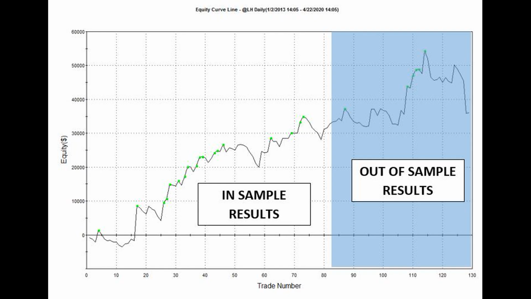So here's how it's looked with a sample equity curve. And here's some of its sample trades.